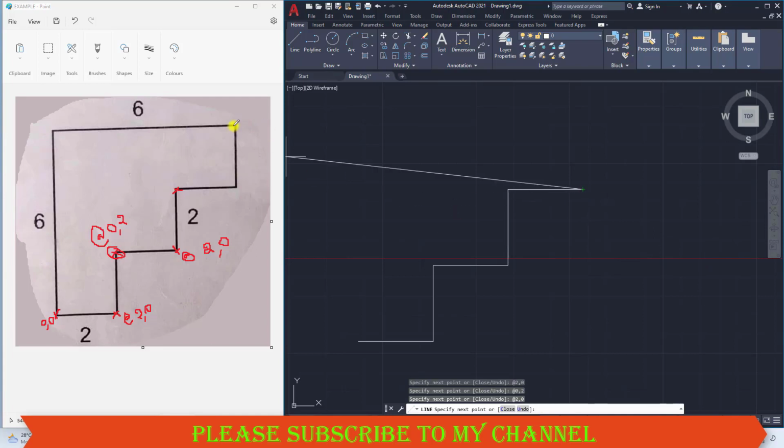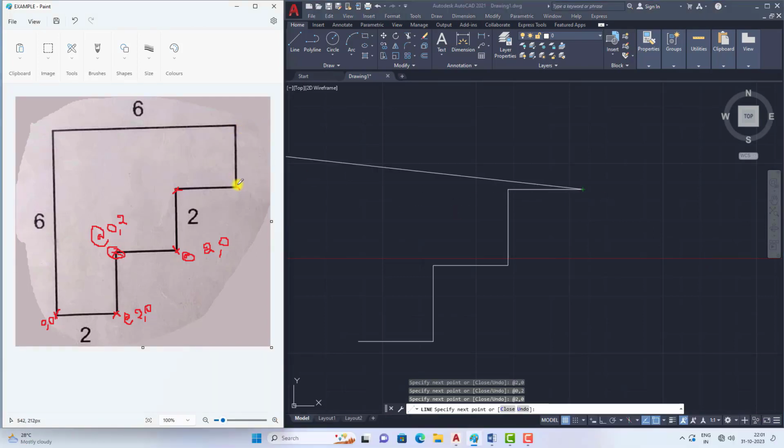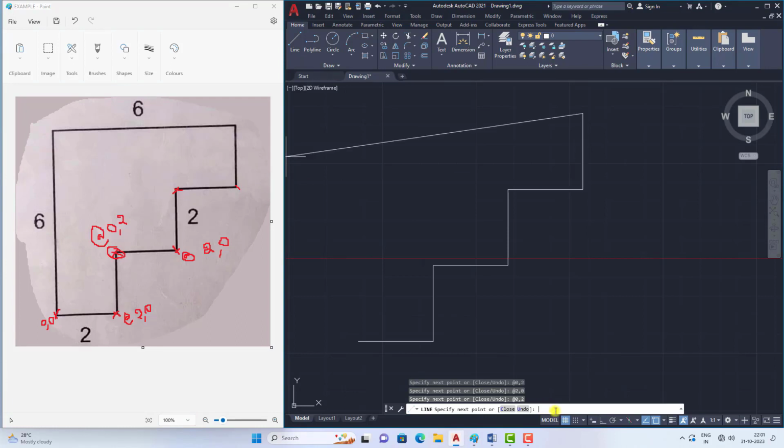So this is the reference point for me, and I need to go up. So in the y direction I need to move 2 and there is no x distance. So I need to give @0,2 and press enter. So the point is here.